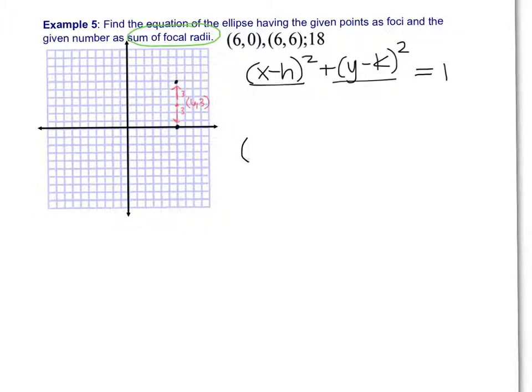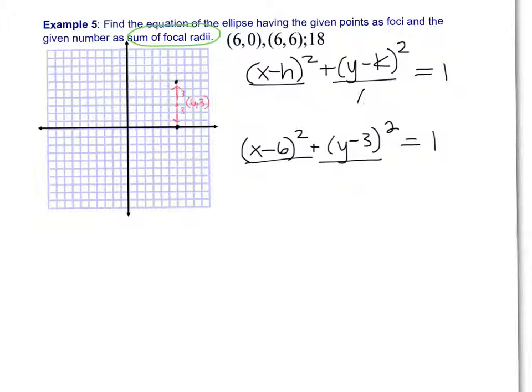Again, I'm still going to talk about the denominator in just a second. So x minus h squared plus y minus k squared. Okay, so also we know which axis now is the major axis because the focal points are always along the major axis. So we know that because these focal points are lined up in the y direction, we're going to have a tall, skinny ellipse, and the major axis is going to be the y-axis.